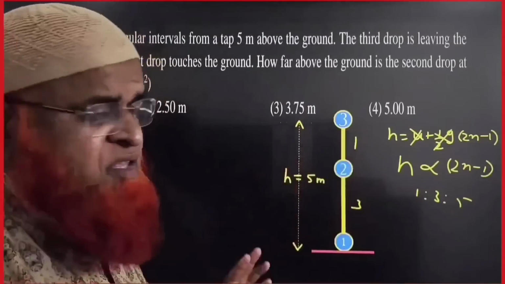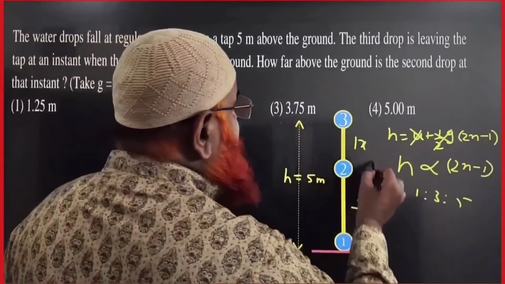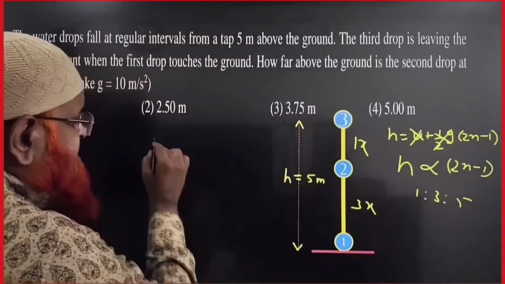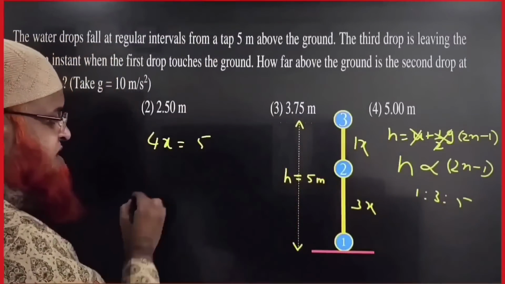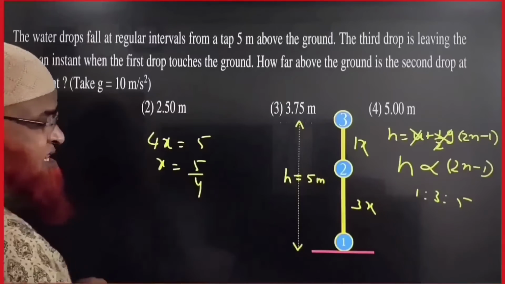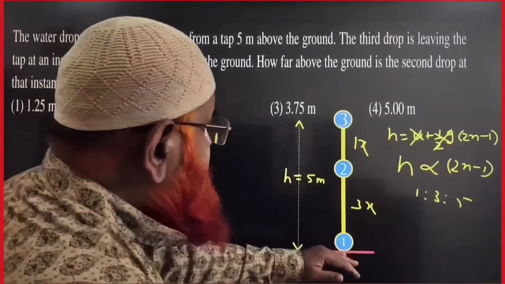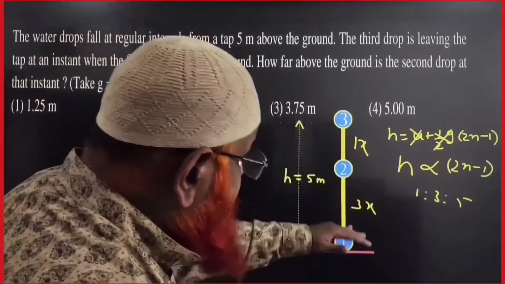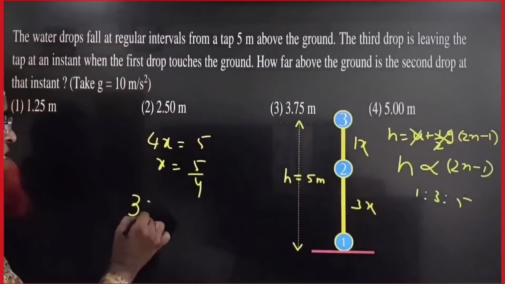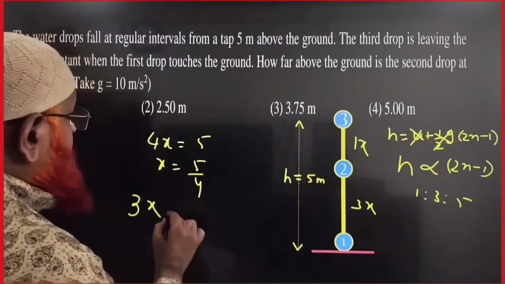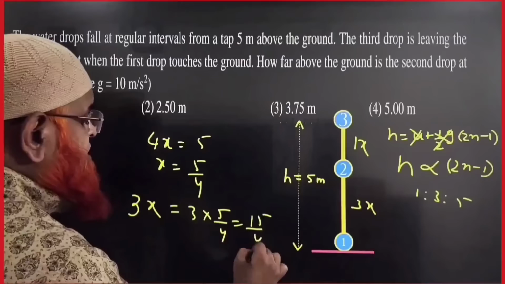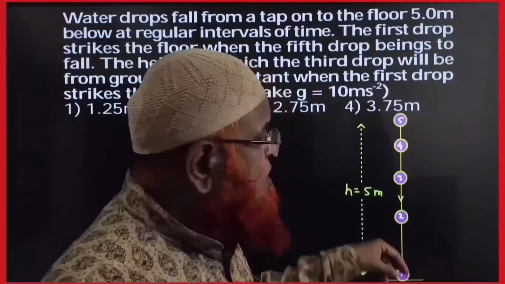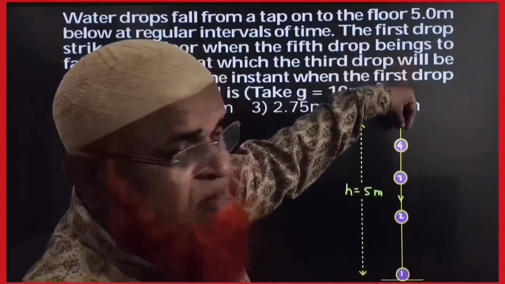So let us take this as 1x and this as 3x. The total distance is 4x, and the total distance given as height h is 5 meters. x is equal to 5 by 4. So the distance of the second drop from the ground is 3x, which is 3 into 5 by 4, nothing but 15 by 4.